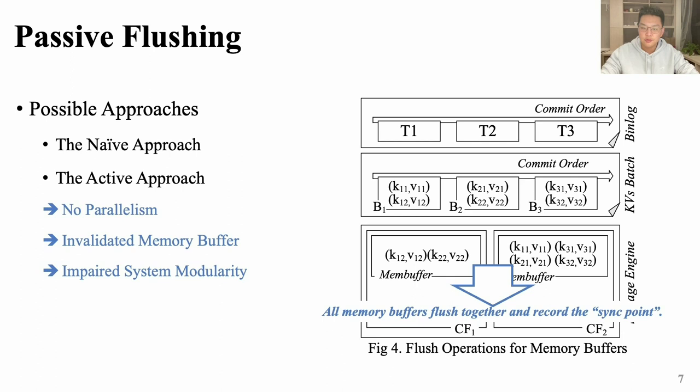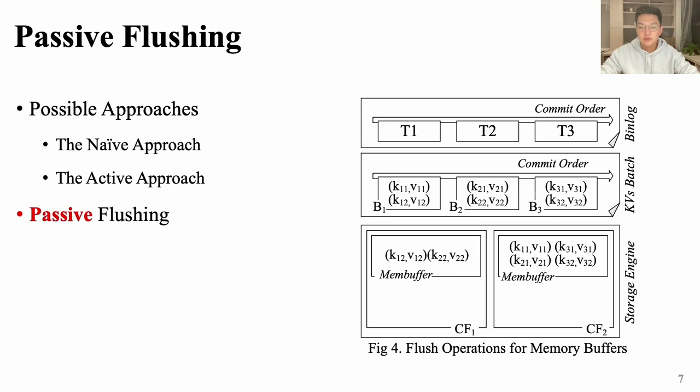To avoid intrusive changes to the existing two-layer structure, we develop a passive approach to handle uncoordinated flushes. When the storage engine flushes a memory buffer, a special KV item called flush flag is inserted into the KV buffer and flushed together with other KVs to the storage. The purpose is to place a marker in the persistent storage to indicate the progress of the latest flush operation.